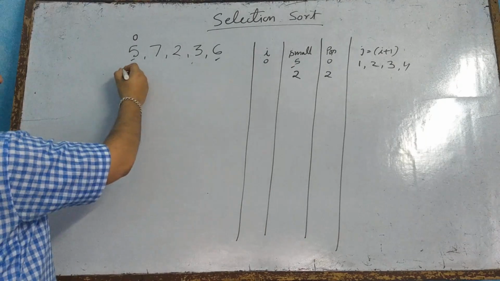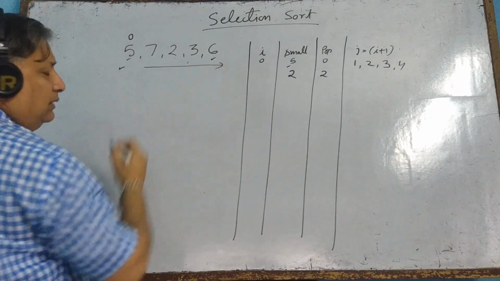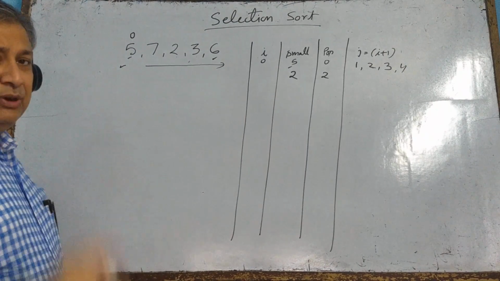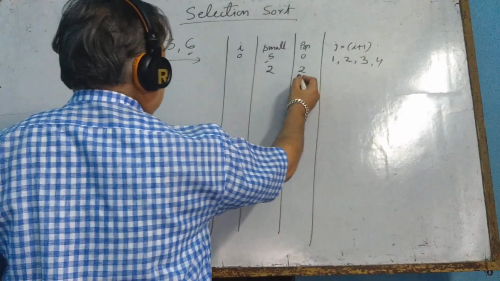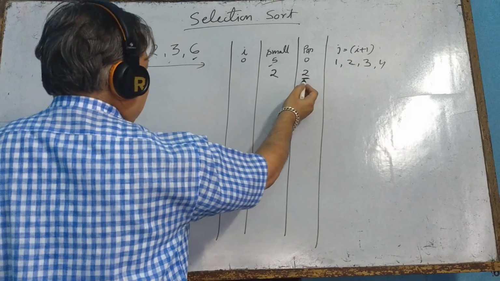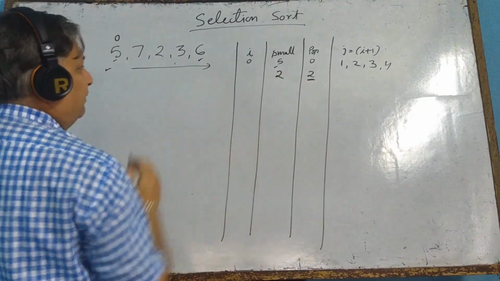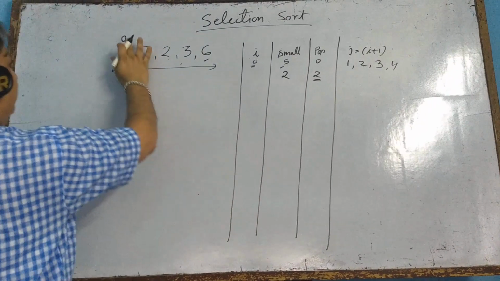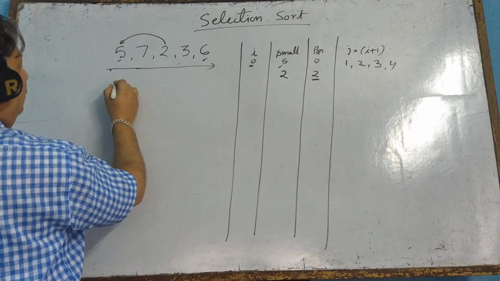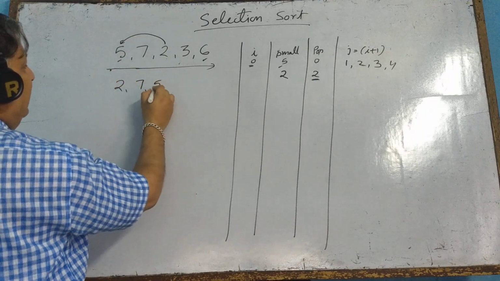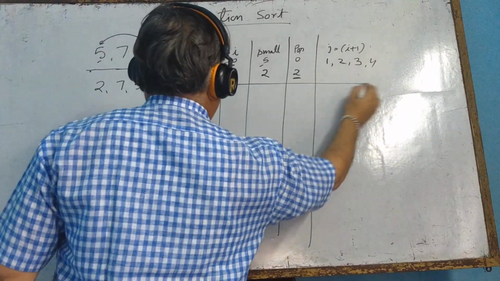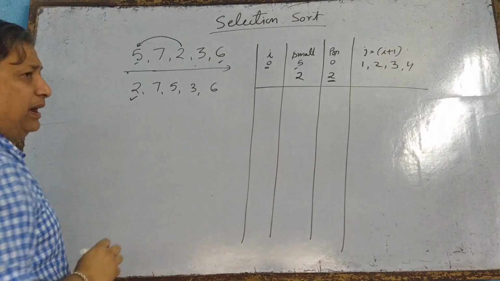So for index number 0, we compare all the numbers and find the smallest number and its position. When the position is found, we can say at index number 2 we have got the smallest number. Now we will bring this number at index number 2 to the 0th position by performing swapping. So it will become 2, 7, 5, 3, 6. Now at index number 0 we have the correct number.